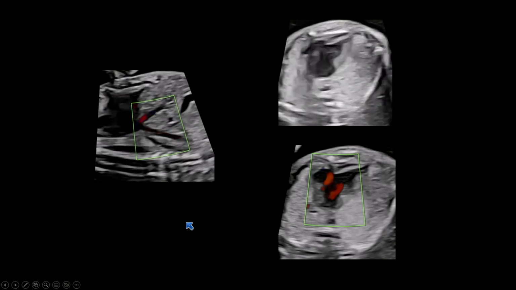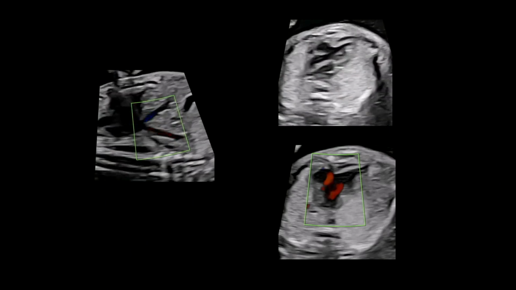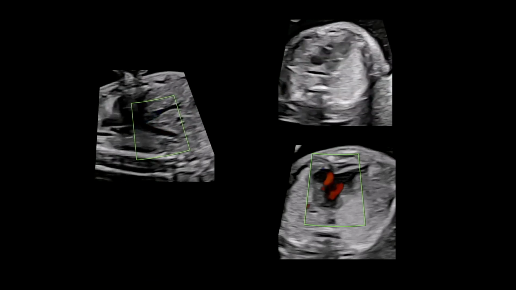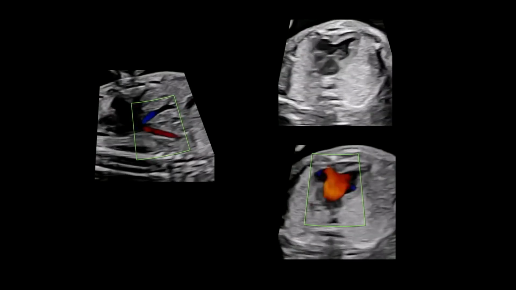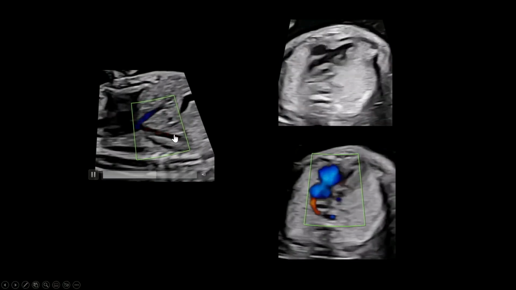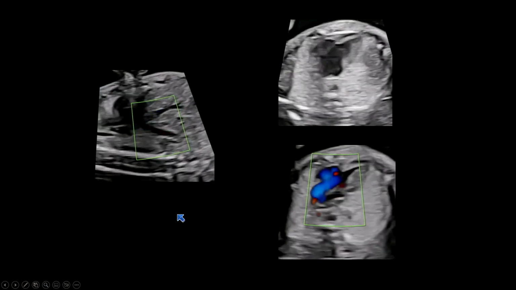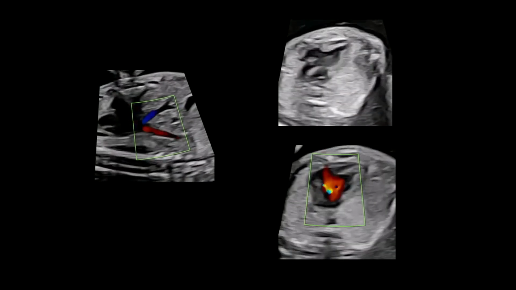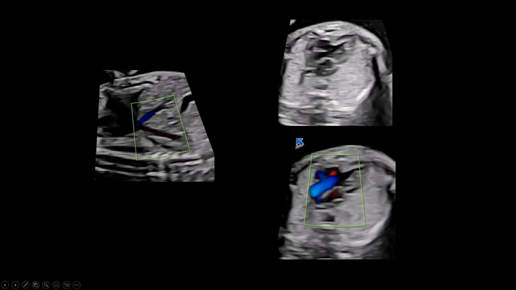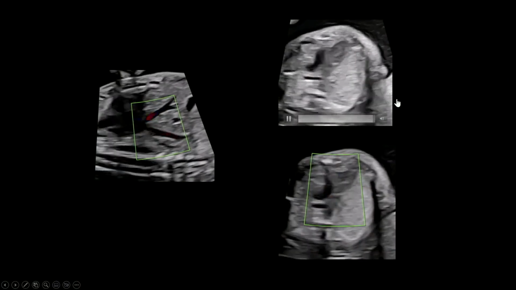Every time you have an unbalanced AVSD, you need to be absolutely sure that this is not a heterotaxy case. Here, just illustrating a nice IVC flow going back. Doesn't exclude the right isomerism yet, but it's very important that you have a clear anatomy.